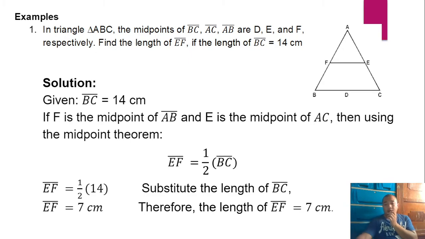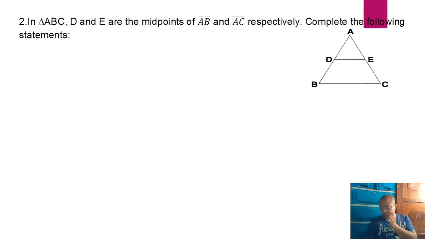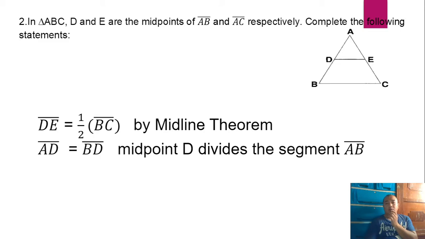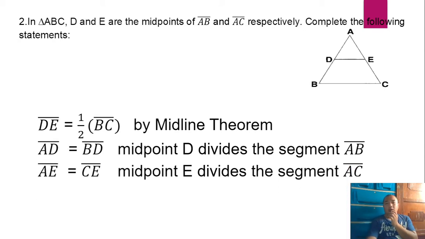Okay. So next, in triangle ABC, D and E are the midpoints of AB and AC respectively. Complete the following statements. DE is 1/2 of BC, by the midline theorem. AD is equal to BD because D is the midpoint that divides the segment AB. AE is congruent or equal to EC because E is the point that divides segment AC.